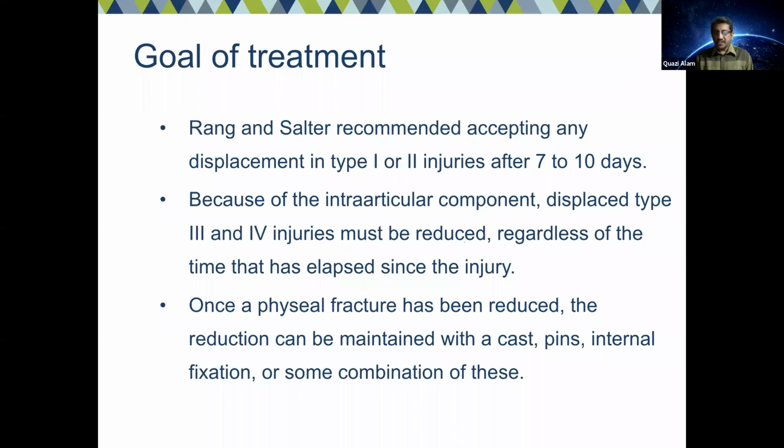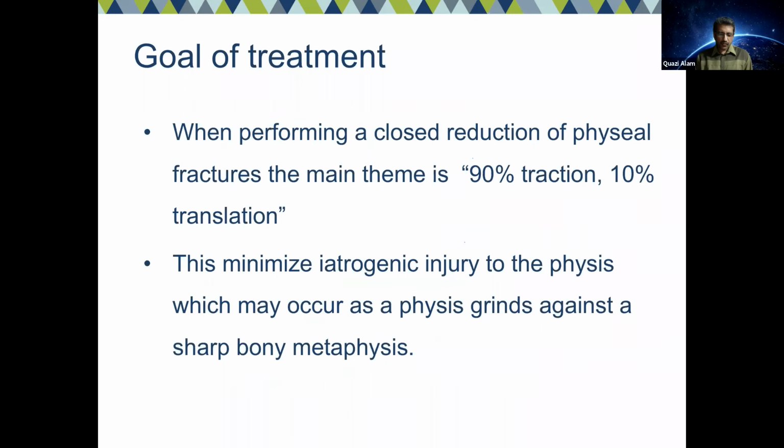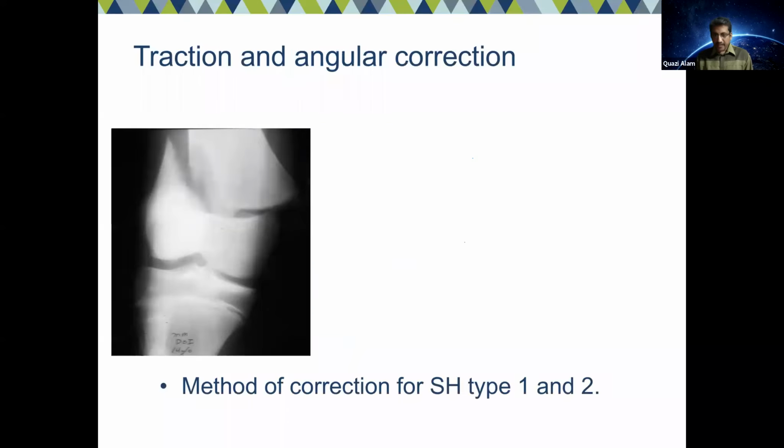Once the physeal fracture has been reduced, the reduction can be maintained with a cast, pins, internal fixation, or a combination of them all. Now, when performing a closed reduction of a physeal fracture, the main theme is you have to give 90% traction and only 10% translation. And why is that? To minimize the iatrogenic injury to the physis that may occur as the physis grinds against a sharp bony metaphysis. Let's look at an example.